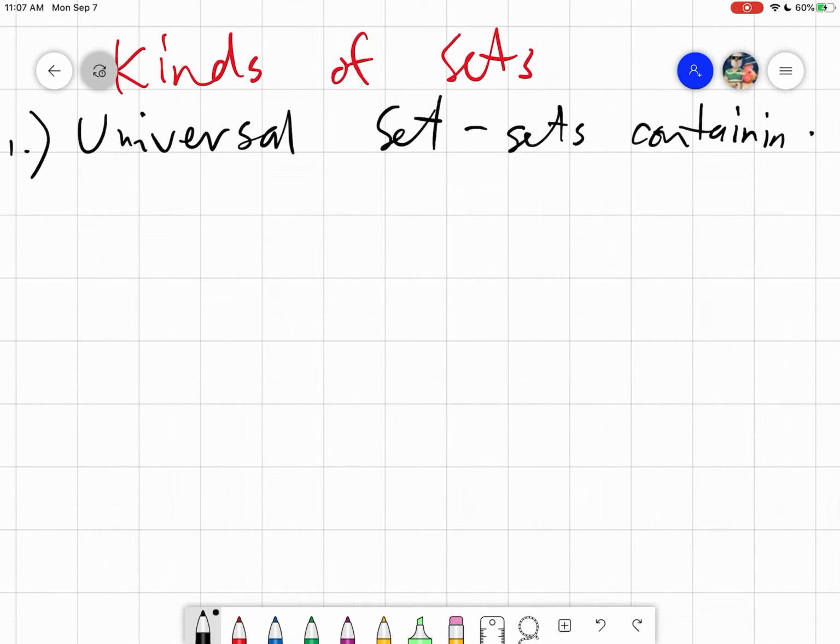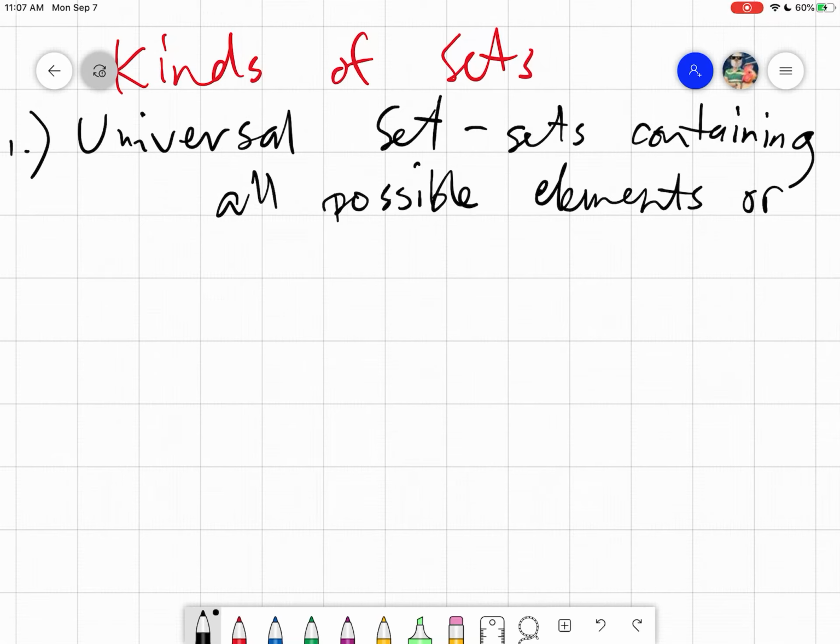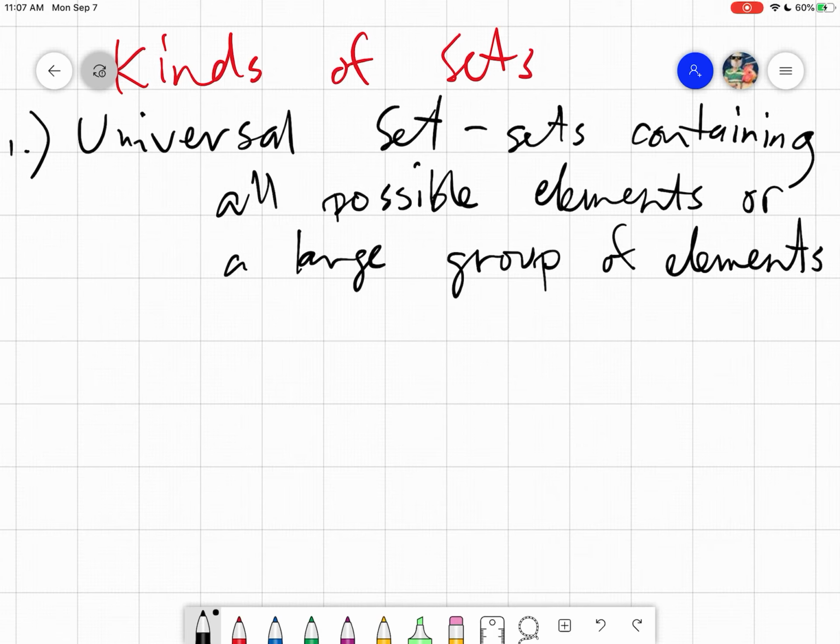Sets containing all possible elements, or just simply a large group of elements. So, depende to actually doon sa given.